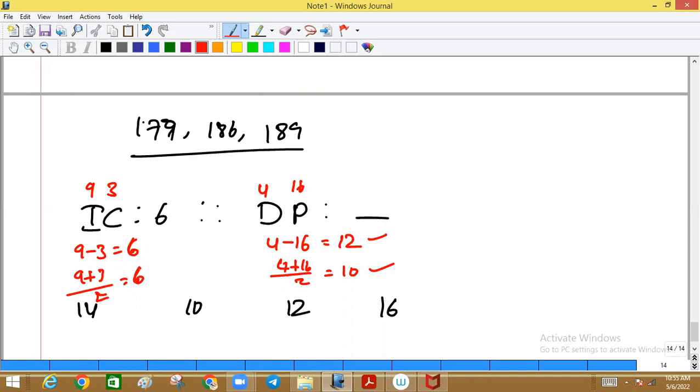Logically, which one is correct? 12 is correct. Think logically and try to work out which one will be correct and which will be wrong. Yeah, 12 is correct. Why? It's only the difference, it's not minus.